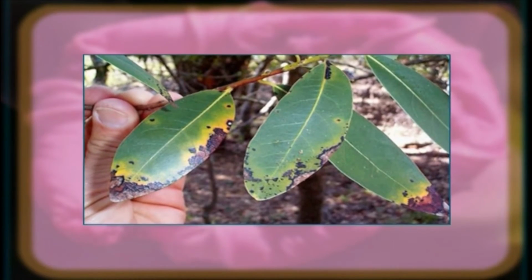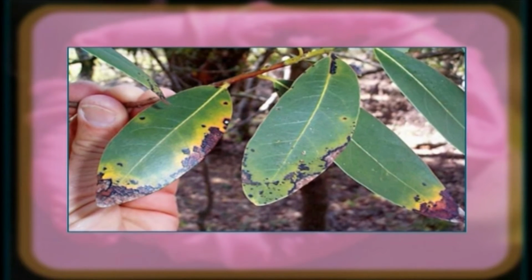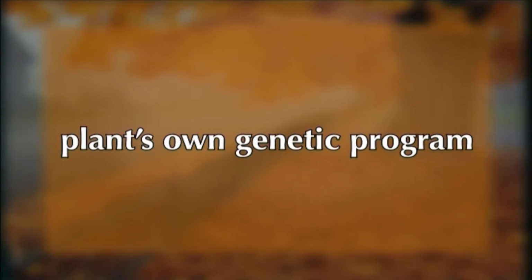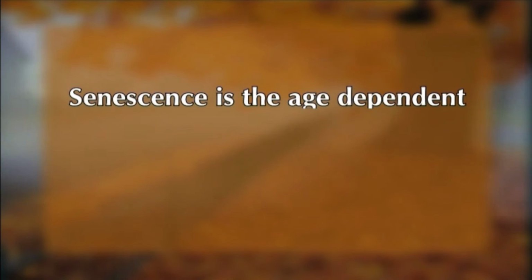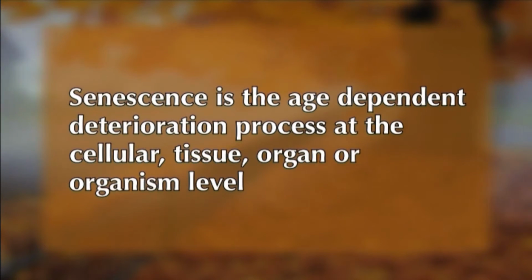Senescence is not simply death or necrosis, which could be caused by poisons or other external factors. Rather, senescence refers to an active developmental process that is controlled by the plant's own genetic program. Senescence is the age-dependent deterioration process at the cellular, tissue, organ, or organism level, leading to death or end of lifespan. Leaf senescence is not a passive and unregulated degenerative process.